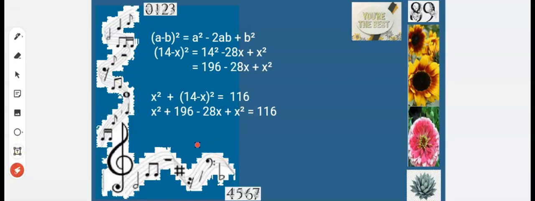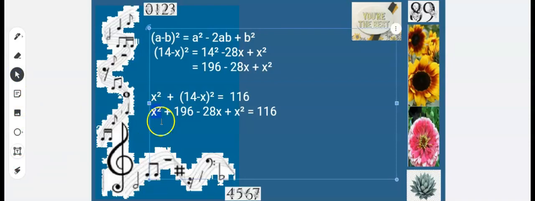Now, we're ready to move all terms to the left side of the equation. At the right side there is 116, so we will transpose it, move it to the left side. So we say and write, first copy x squared. And then copy the trinomial: positive 196, negative 28x, positive x squared. And then transpose 116 from the right side to the left side. The positive 116 becomes negative 116. So what remains on the right side is 0.